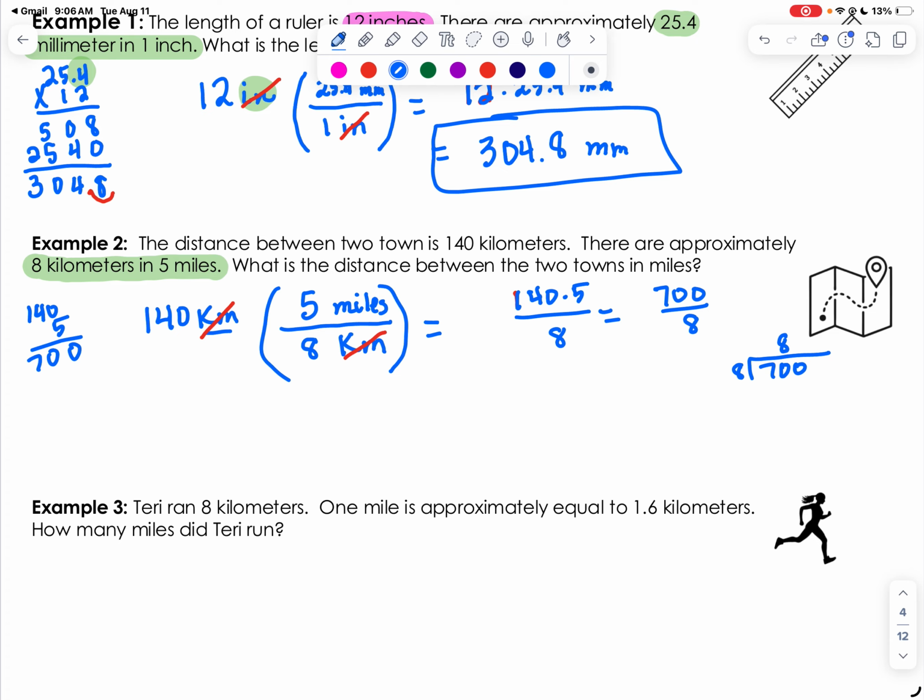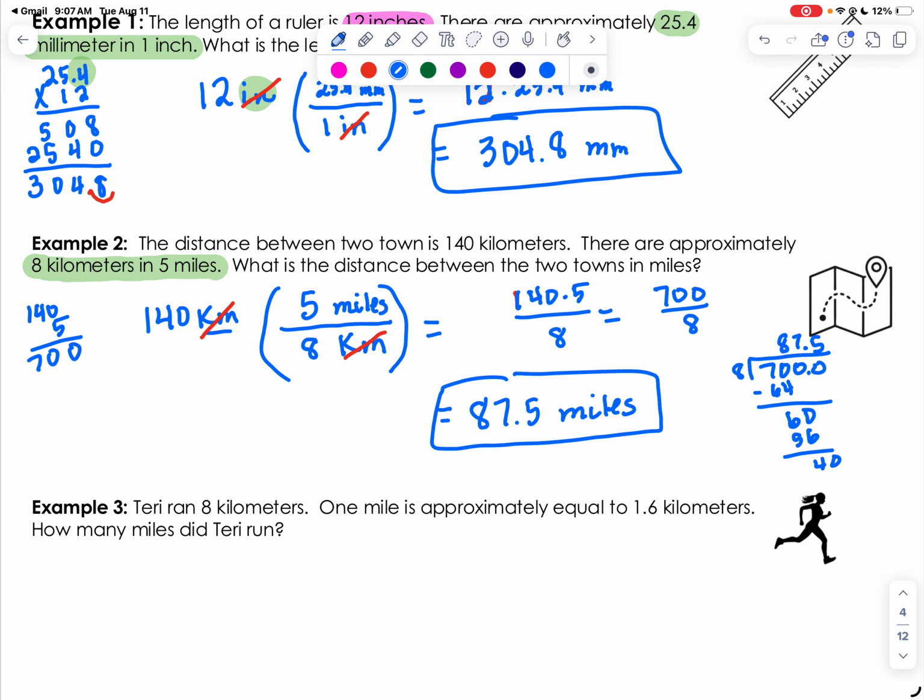8 goes into 7 8 times. That's 64. Subtract and bring down. 8 goes into 67 times. That'd be 56. Subtract, add a decimal place, and drop a 0. 8 goes into 45 times. So this would be 87.5 miles, which is equivalent to 140 kilometers.